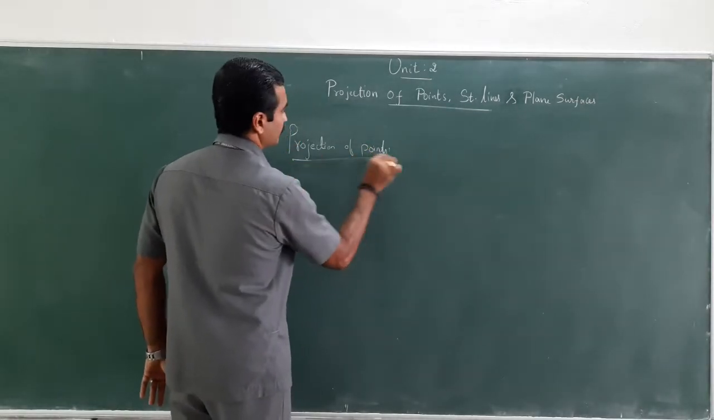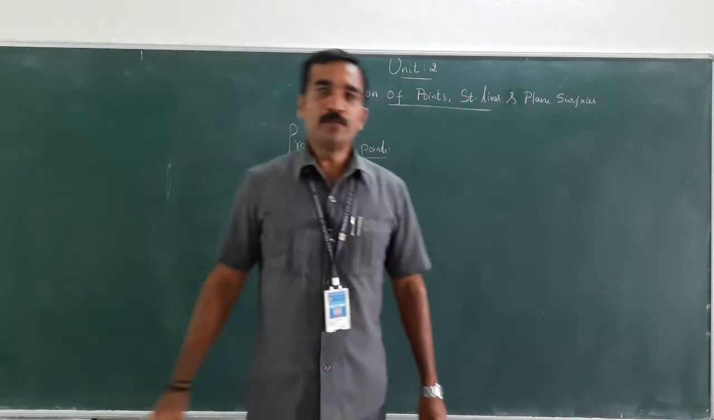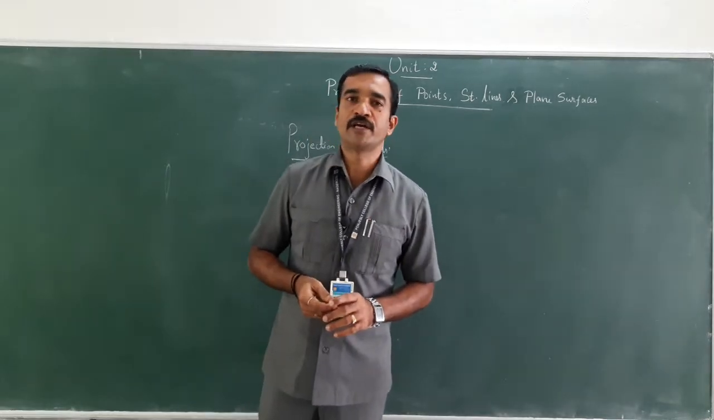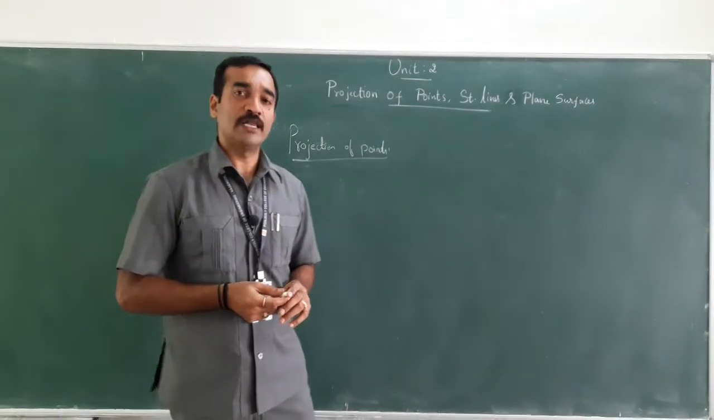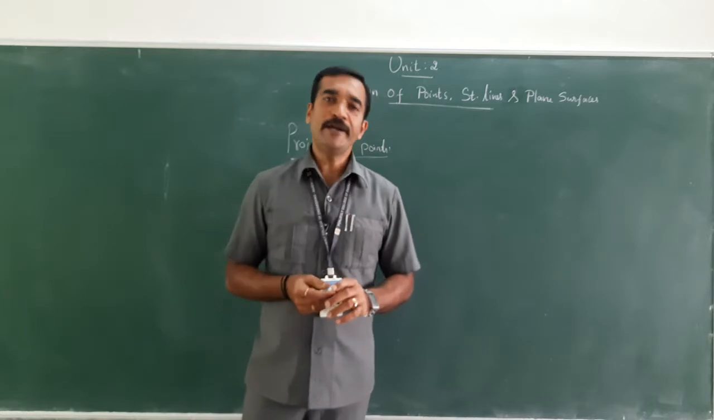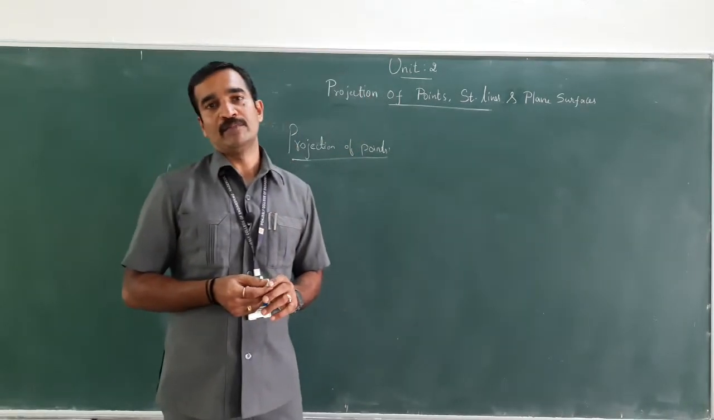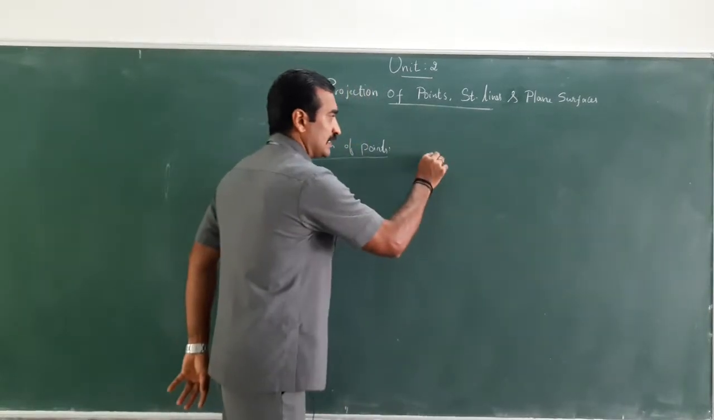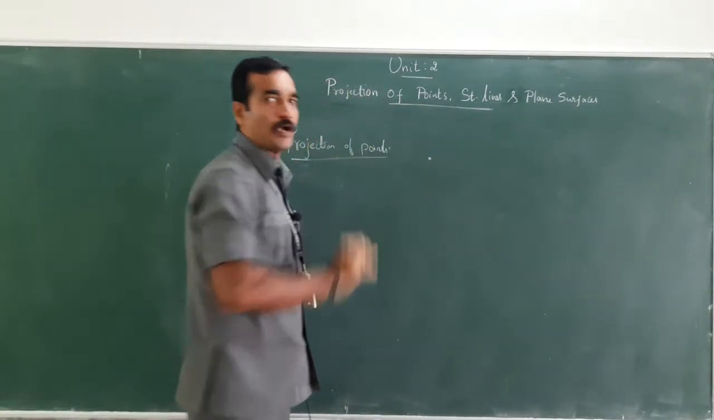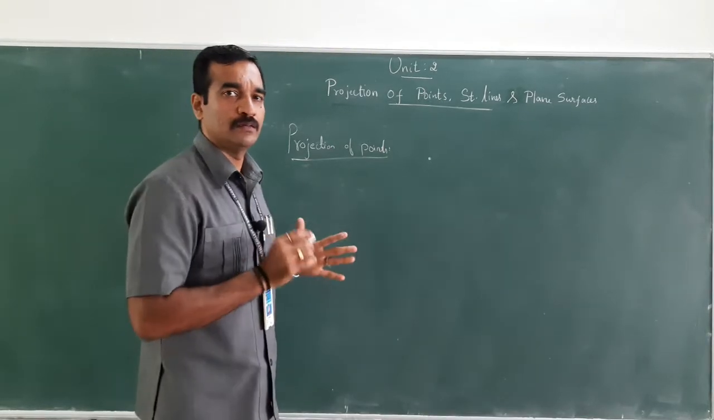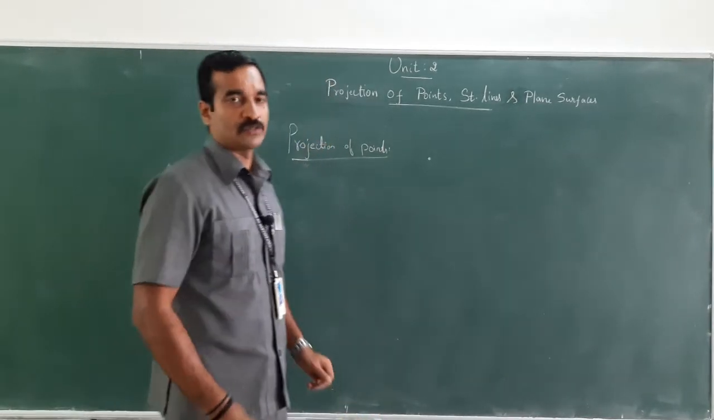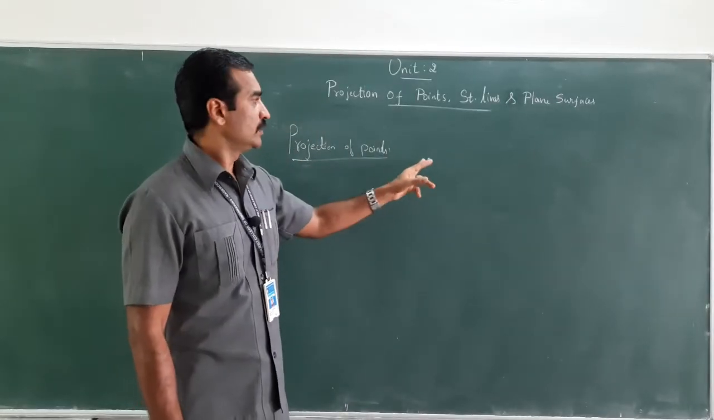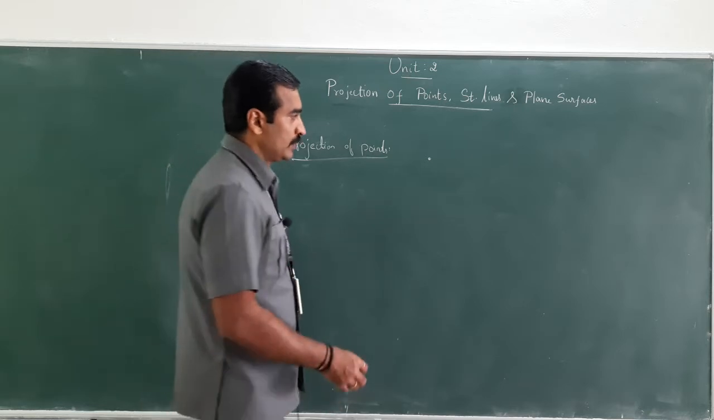Points. What do you mean by point? A point is simply a space location of infinitesimal size. A point is a non-dimensional object. Here the object is a point. It is just a point, it doesn't have any dimension, right? So in the front view as well as in the top view, you could see only a point, right?